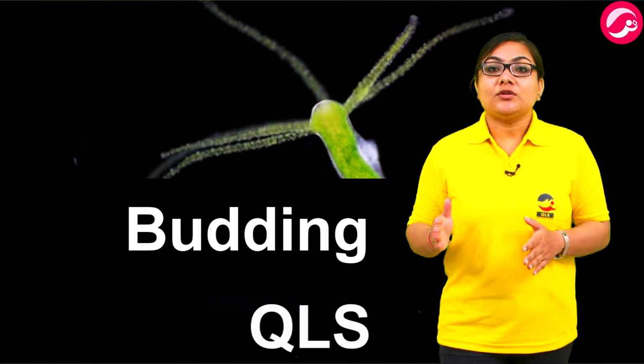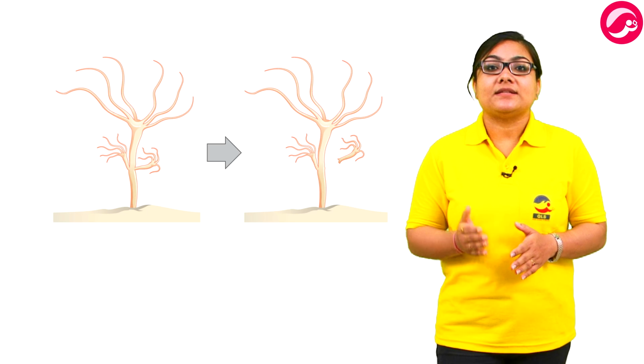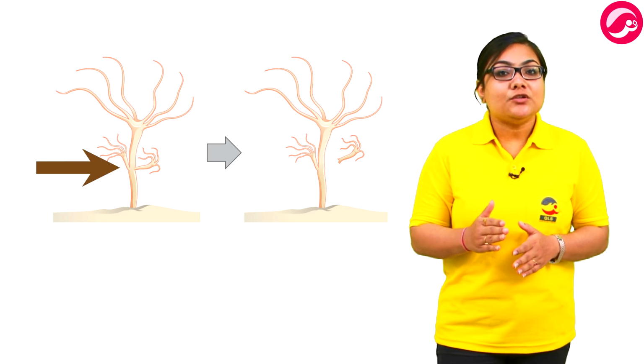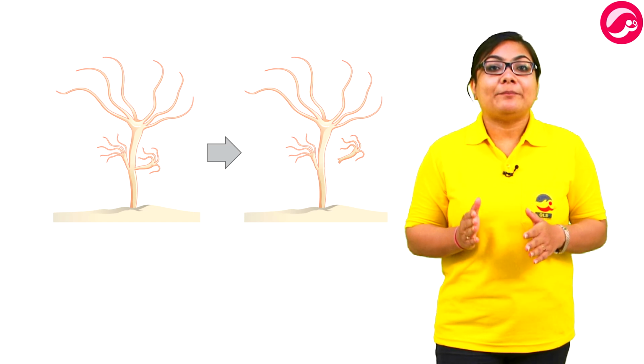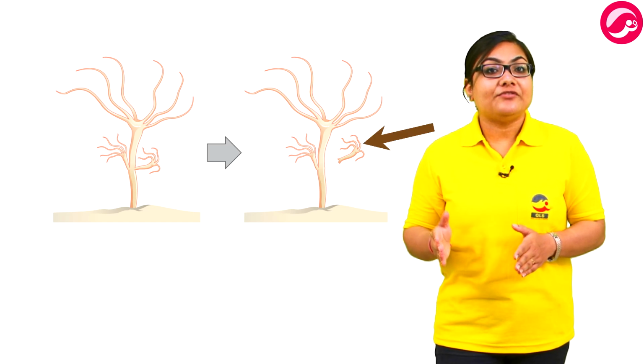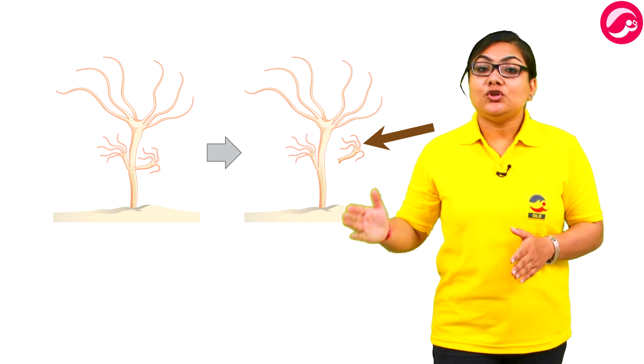When a bud is formed on the body of an organism, then the nucleus divides into two and one of the nuclei passes into the bud. In budding, a small part of the body of the parent organism grows out as a bud which then detaches and becomes a new organism.